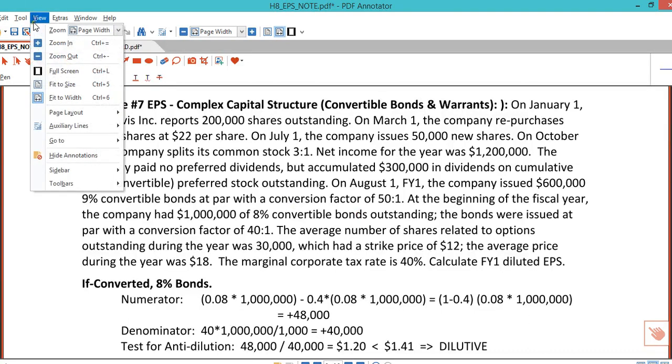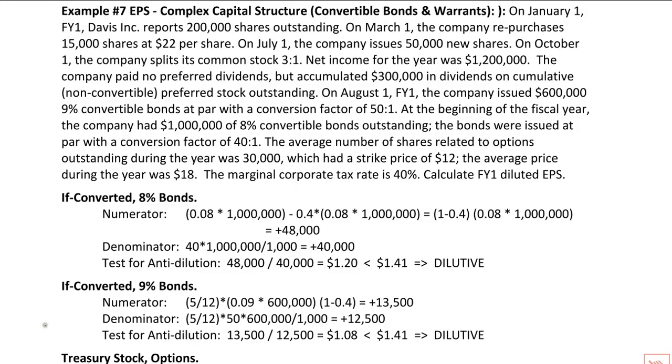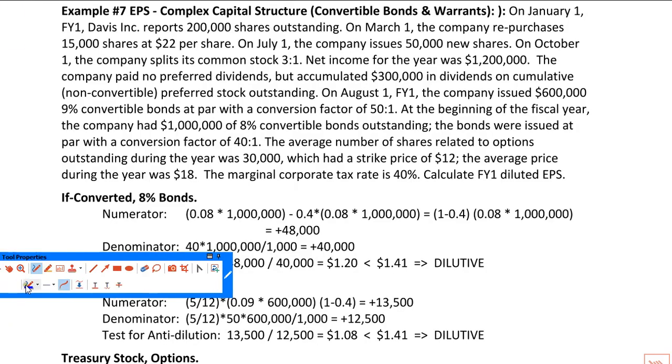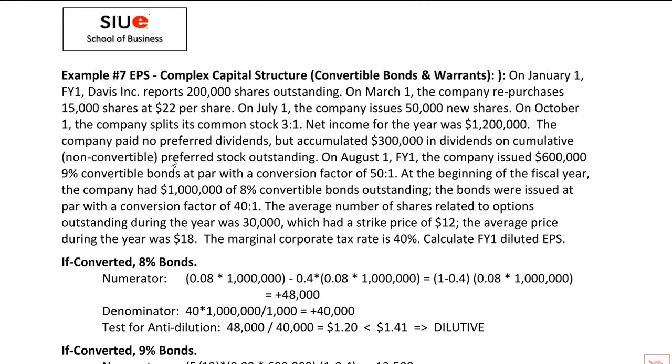Alright, we are back with the diluted EPS calculation, and what we're going to do on this one is the treasury stock method. So in this problem, we're going to have the 8% and 9% bonds, and then we're just going to add the using the treasury stock method for some warrants.